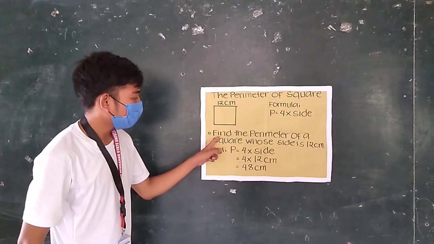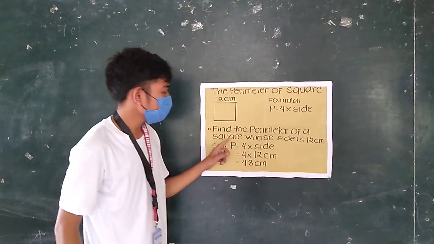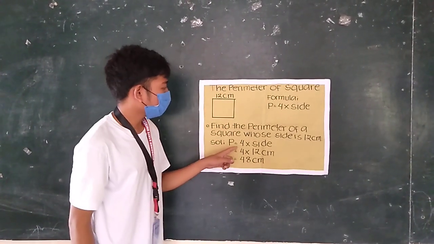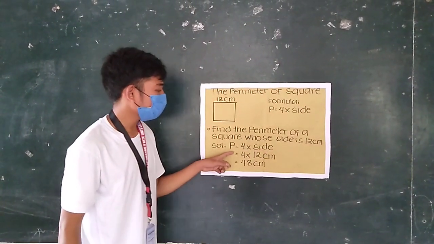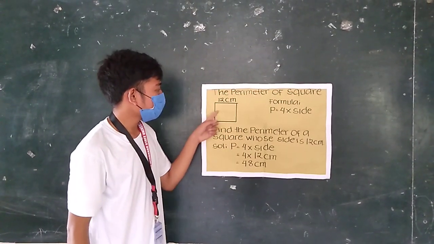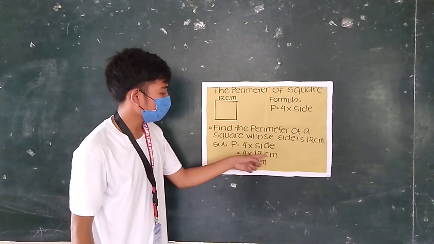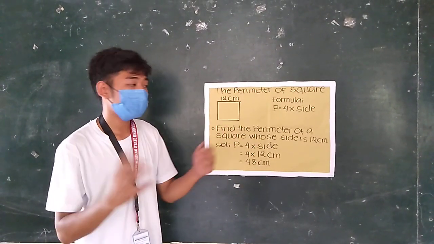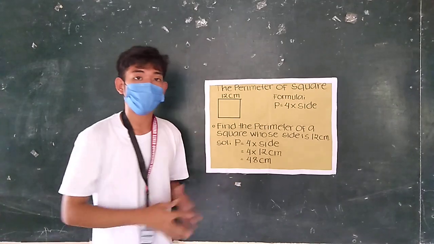Alright? So now, let us find the perimeter of a square whose side is 12 cm. Using this formula, let us substitute the side. All of its sides are 12 cm. So 12 cm times 4, we have 48 cm. That means that is the total length around the square or the toy box.